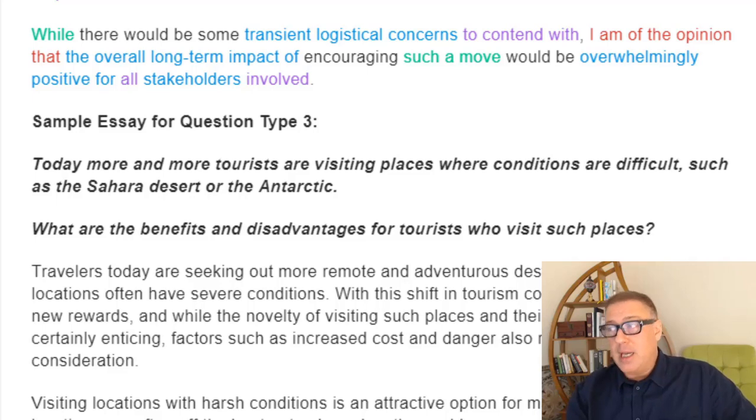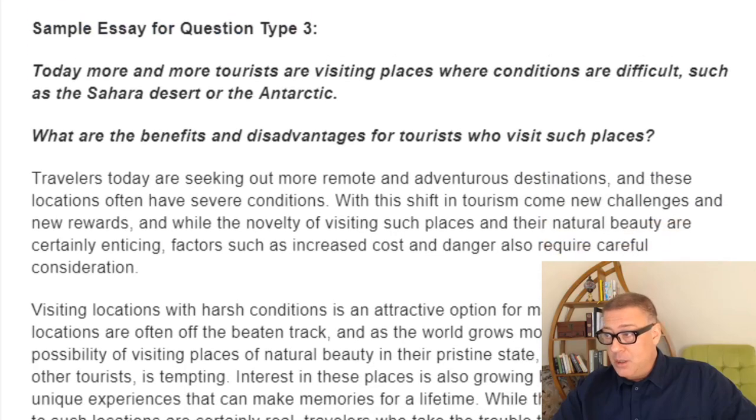Sometimes people paraphrase, and in this situation, they'll just use those words again, or use those places again, or choose two different places that are similar. You don't really need to. You just need to explain in your introduction what you're going to do. So what you're going to do is discuss the advantages and the disadvantages of what the topic is about. And this particular topic is about traveling to places with difficult conditions.